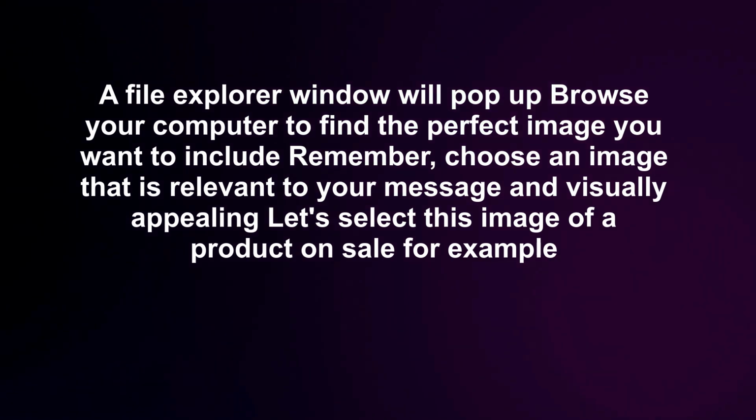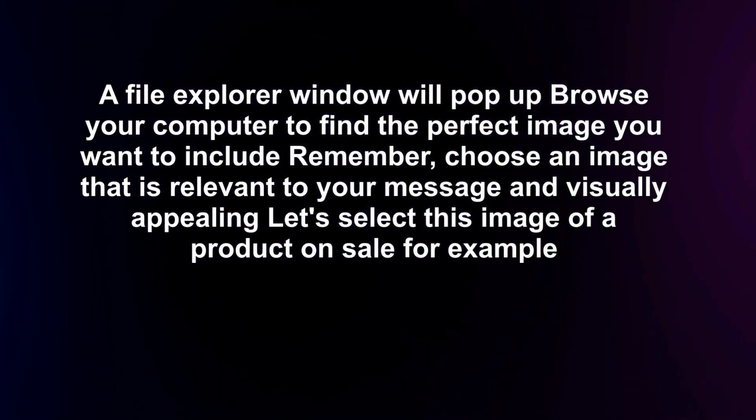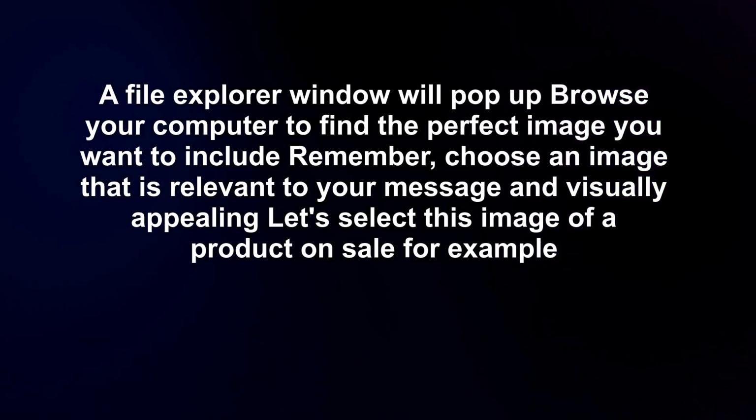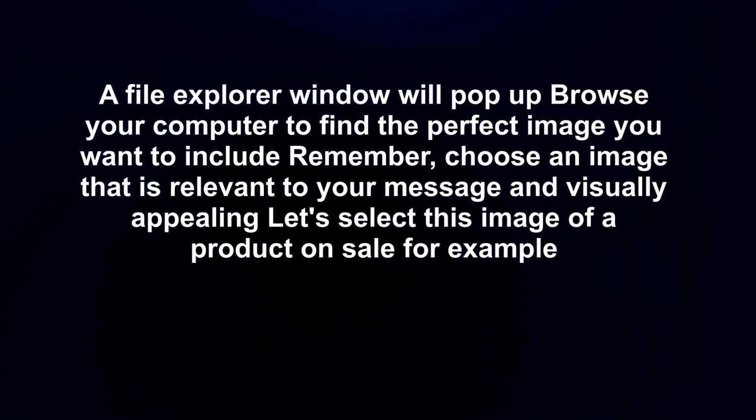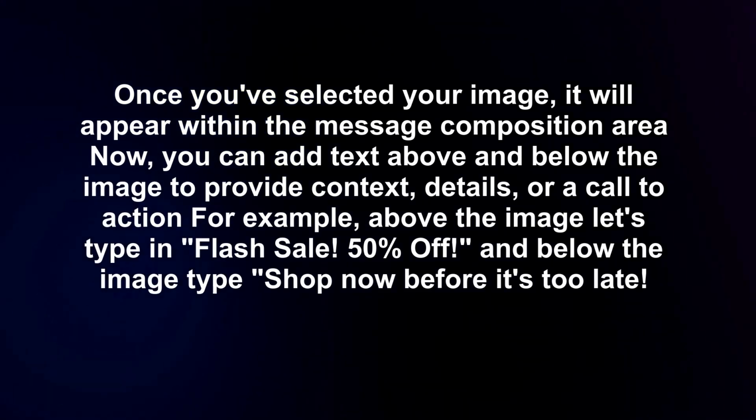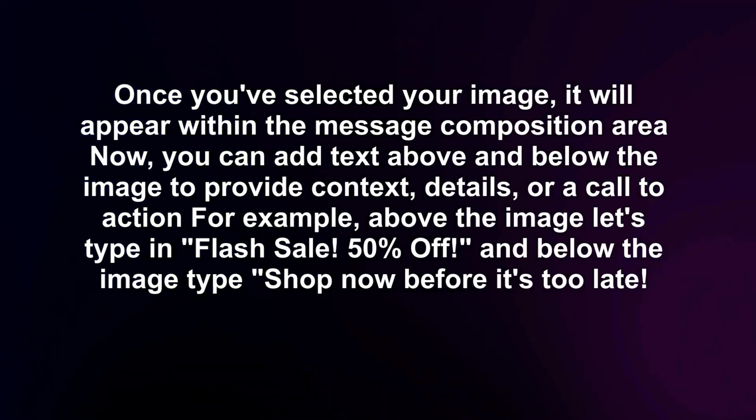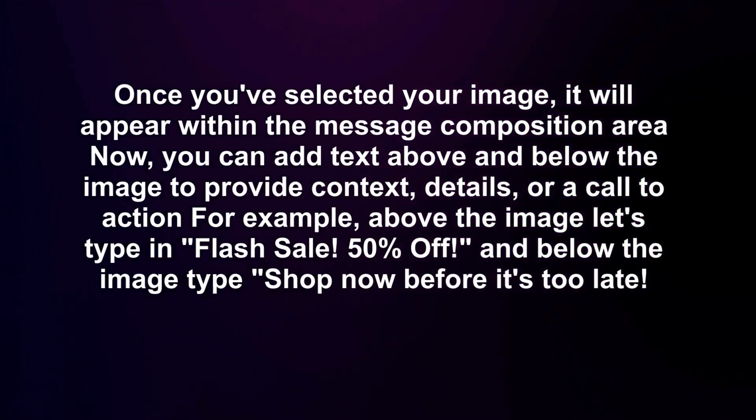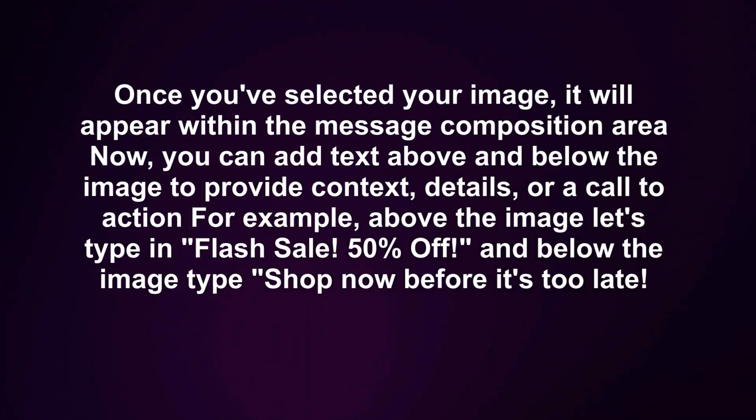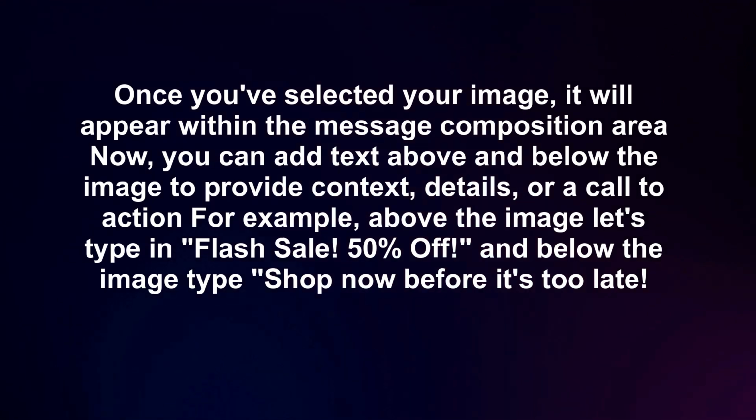Remember, choose an image that is relevant to your message and visually appealing. Let's select this image of a product on sale, for example. Once you've selected your image, it will appear within the message composition area. Now, you can add text above and below the image to provide context, details, or a call to action.